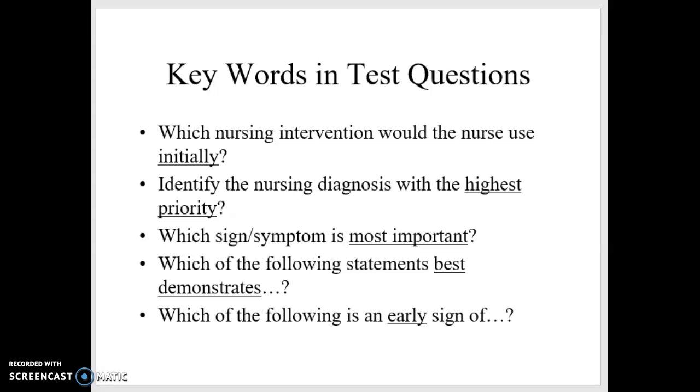Which of the following best demonstrates? Which of the following is an early sign? This is one that's usually pretty easy for the paramedic that's transitioning to the RN because they see the early signs. They pick up the early sign at the ambulance, and that's what they're taking to the hospital or the long-term, wherever they're taking them, whatever level of care they're taking them to. But this is a little bit harder for the LVN. They see the later signs because they typically take care of stable patients.